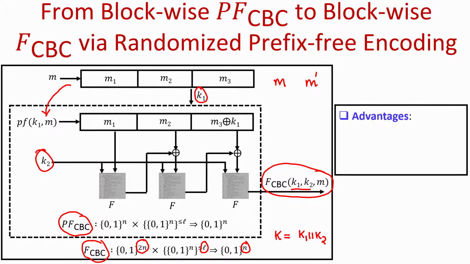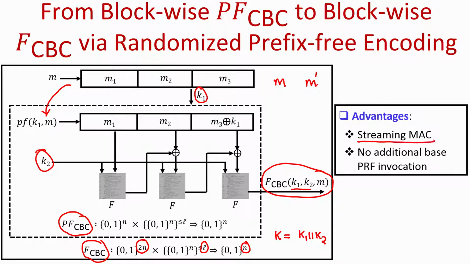The advantage of this way of constructing a block wise fully secure PRF is that we do not need the length of the message to be known in advance at the sender end, right. That is why we now obtain a streaming MAC or a streaming PRF, and we do not need any additional base PRF invocations. So, we get rid of both the shortcomings that were there when we were using a deterministic prefix free encoding. It was not giving us a streaming MAC, and we needed one additional PRF invocation because the deterministic prefix free encoding requires one additional block in the encoded output, but that is not the case here.